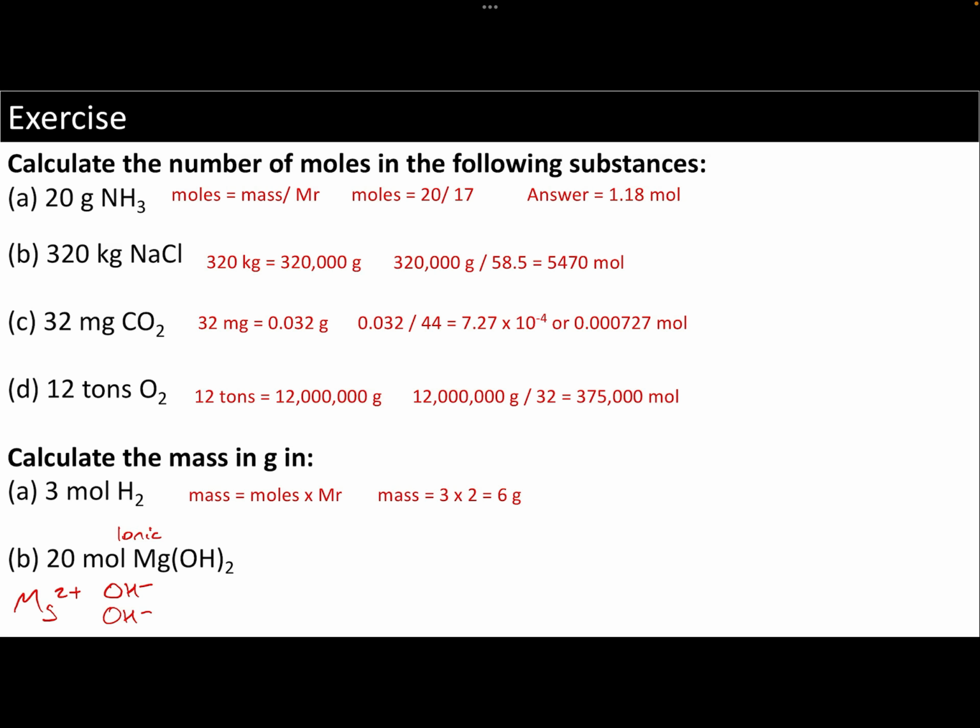So to add up the MR, we'll call it an MR, even though it's not molecular. The magnesium is 24, the oxygen is 16, and hydrogen is 1. So in the brackets, it's 17. And as I said, it's easier to multiply what's in the brackets. So in this case, 2 lots of 17 plus the 24 will give you a total of 74. So 20 times 74 is 1,560 grams.